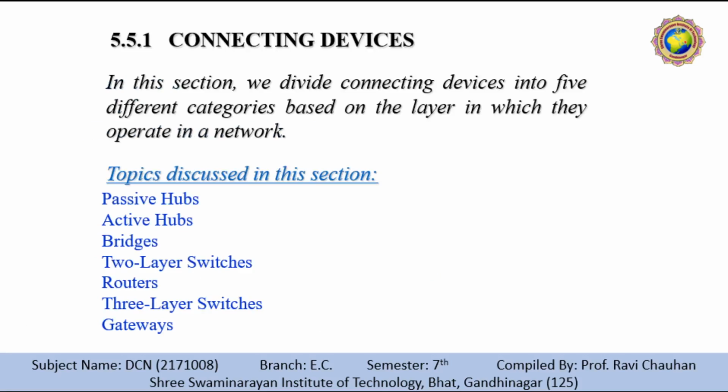In this section, we divide connecting devices into 5 different categories based on the layer in which they can operate in our network. Here is the list of points to be discussed in this section: passive hub, active hub, bridges, 2-layer switches, routers, 3-layer switches and gateway.